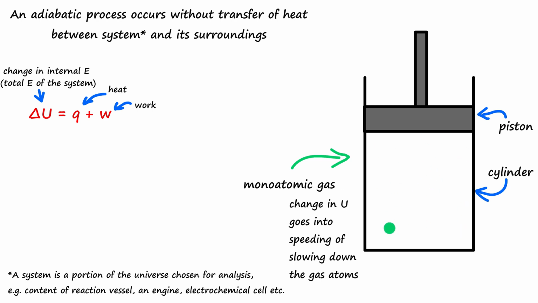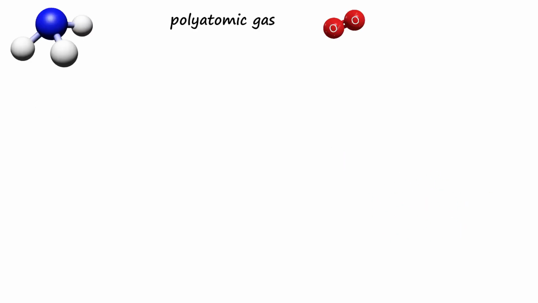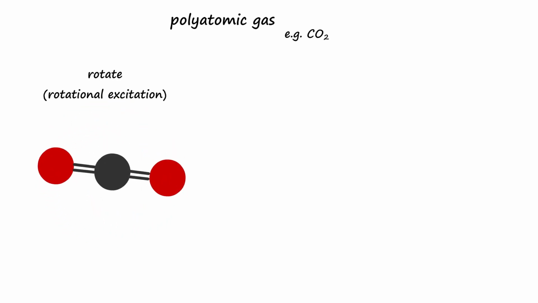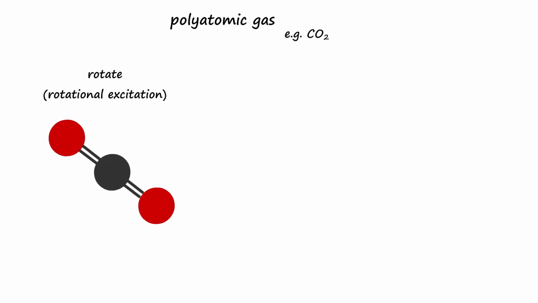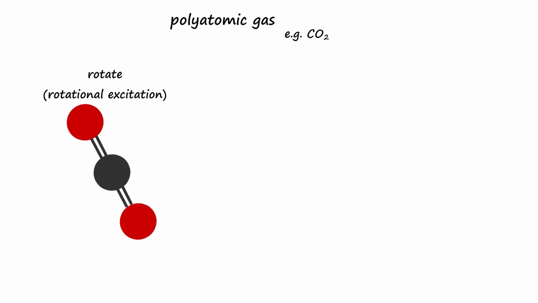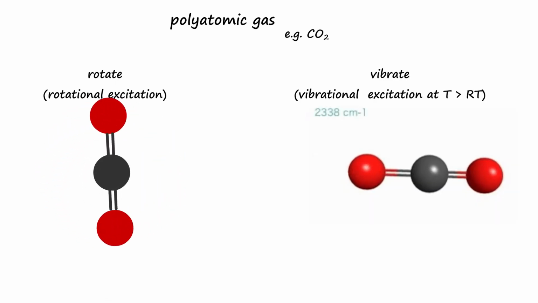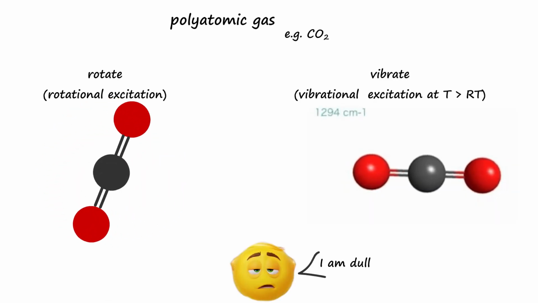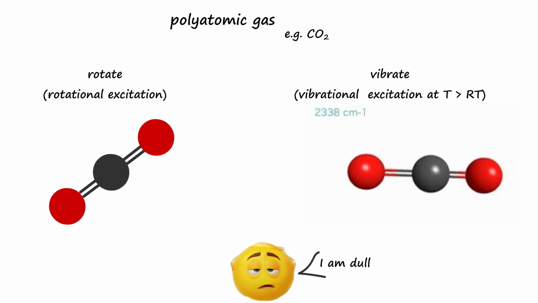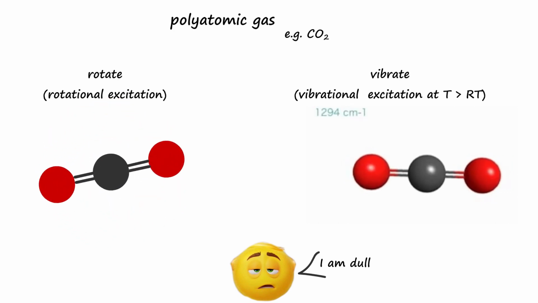The main conclusion of our discussion will also hold for polyatomic gases, but in the case of polyatomic species, not all of the change in the internal energy goes into speeding or slowing the molecules. Part of it goes into changing the rotational excitation of the gas molecules, part of it goes into changing the vibrational excitations of the gas molecules. But our dull monatomic gas cannot have rotational excitations and doesn't have bond vibrations because it doesn't have bonds.